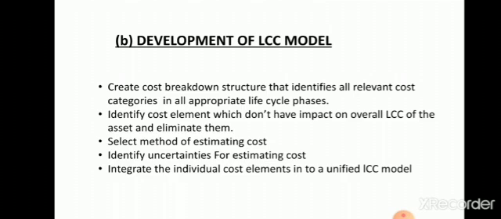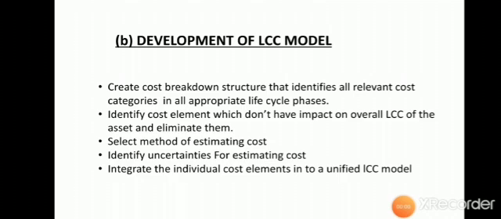First one, create a cost breakdown structure that identifies all relevant cost categories in all appropriate life cycle phases. Means create a cost breakdown structure which clearly shows what is the cost involved in each and every phase of your project. Second one, identify the cost which do not have impact in asset and that cost has to be eliminated. Third one, you have to select a method for estimating cost.